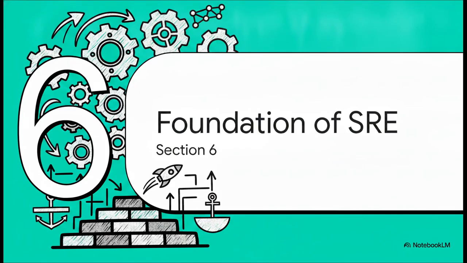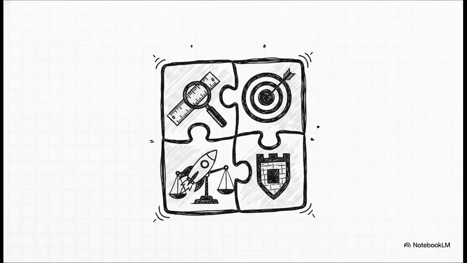Section 6, the foundation of SRE. These three elements right here form the unbreakable triad of modern site reliability engineering. You've got SLIs, meticulously measuring the reality of your cloud architecture. You've got SLOs, defining your uncompromising business expectations. And you've got error budgets, systematically balancing that relentless push for innovation with the absolute need for operational stability.